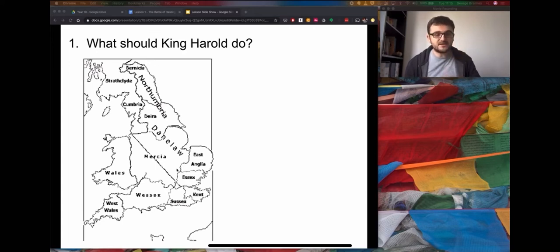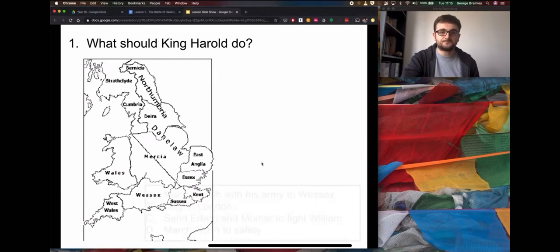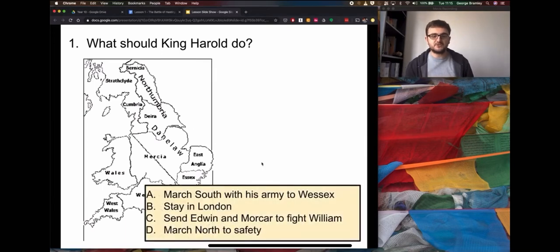So I'd now like you to write, in the middle box of the first row, what do you think King Harold Godwinson is going to do? Will he march south, leaving London, take his army with him to Wessex? Will he stay in London, behind those fortified walls? Would he ask his earls, Edwin and Morcar, to fight William while he stays in London? Or will he go back where he came from and march north to safety?